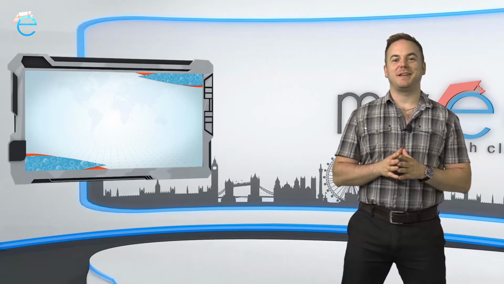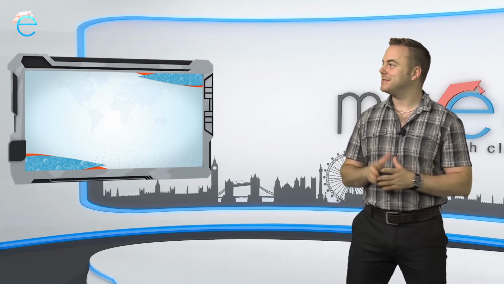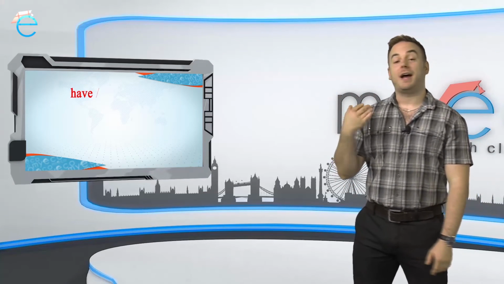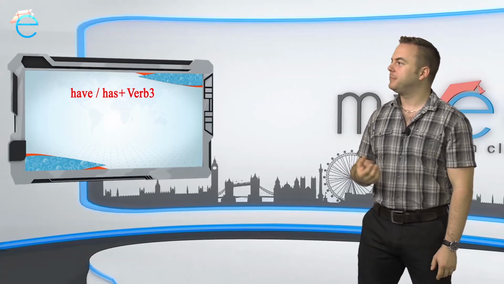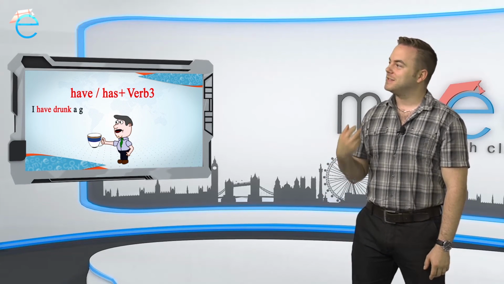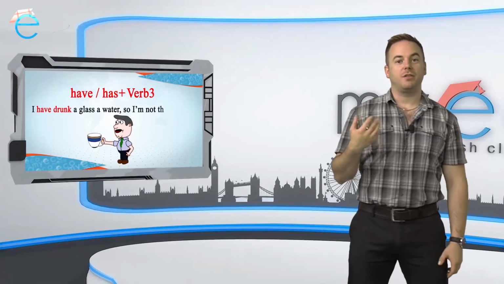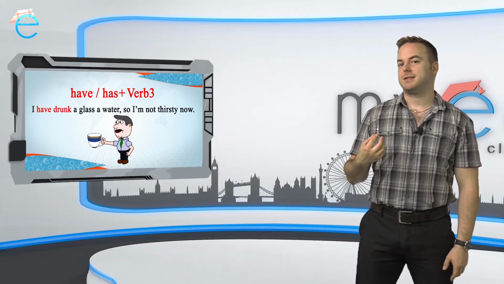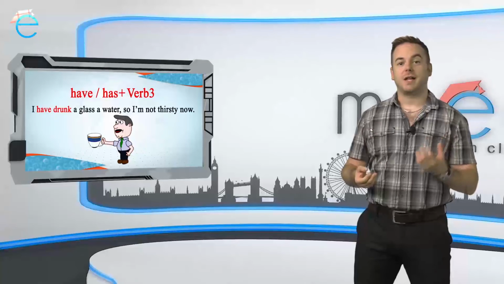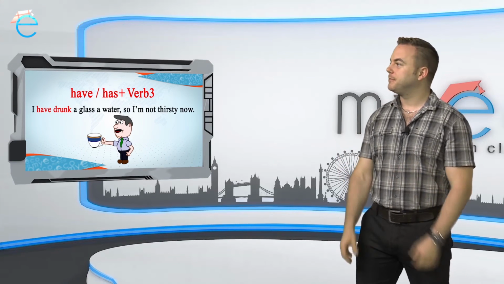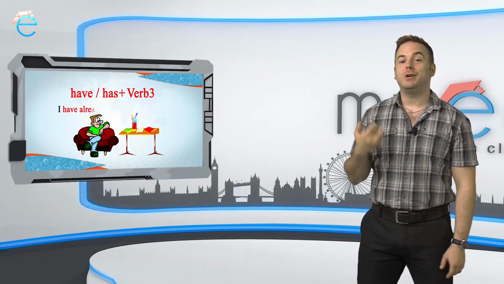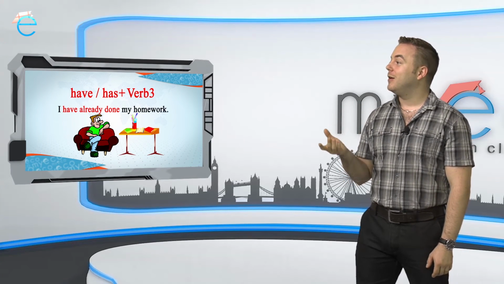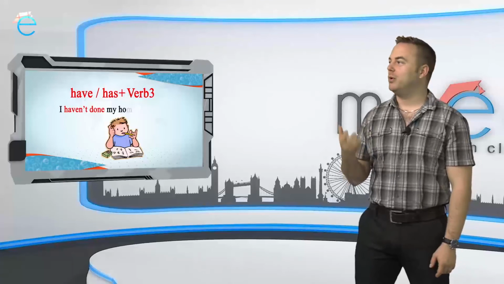Here are some more examples with the present perfect tense. I have or has plus verb 3, and that's the past participle. I have drunk a glass of water, so I'm not thirsty now. In this sentence, we have a cause and a result now. I have just eaten a hamburger. I have already done my homework. Or I haven't done my homework yet.